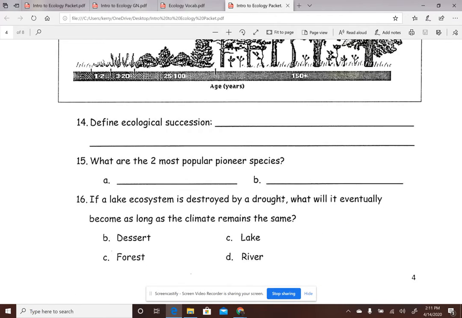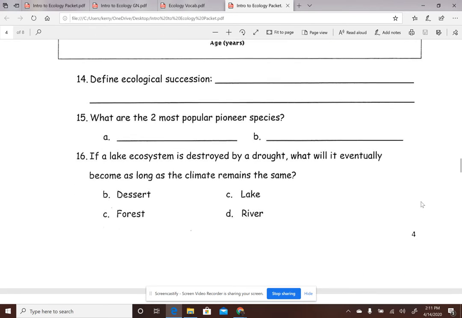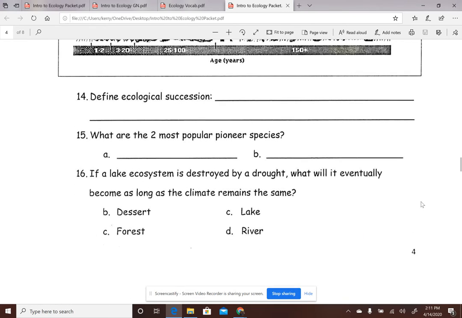So then I'm going to ask you guys to define ecological succession. What are the two most popular pioneer species? And then if a lake ecosystem is destroyed by a drought, what will it eventually become as long as the climate remains the same?